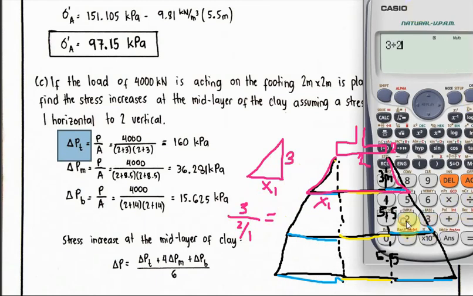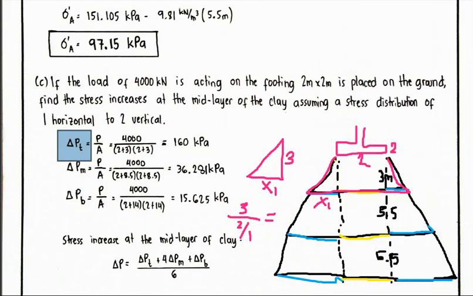3 divided by 2 is 1.5. Okay, therefore this is 1.5, and this is 1.5. And remember, whatever value is here goes to the right side. 2 meters, you can already add them. Okay? So now, the formula for pressure is just P over A.